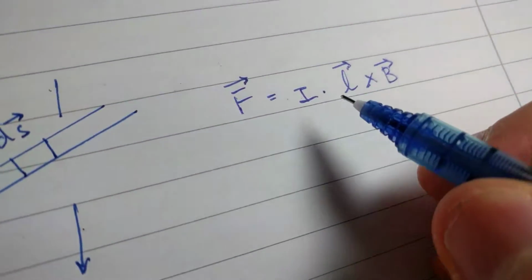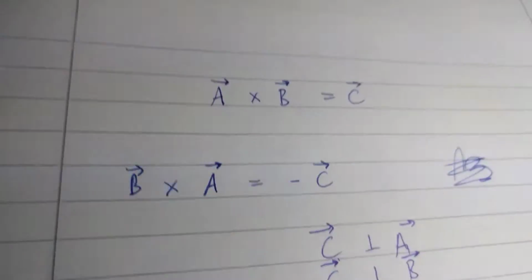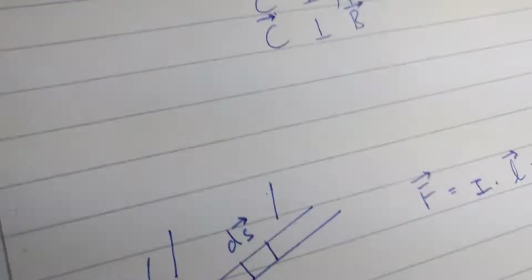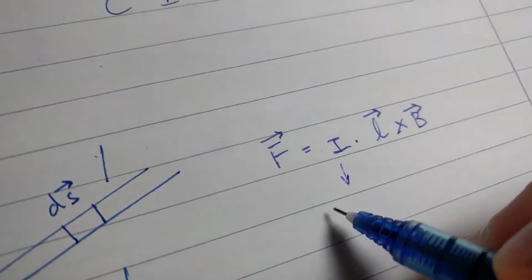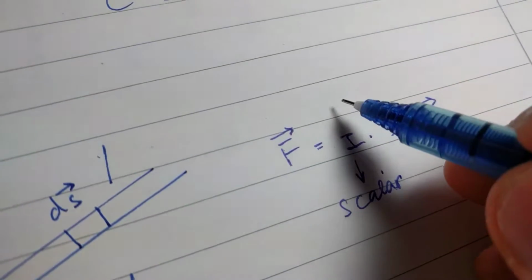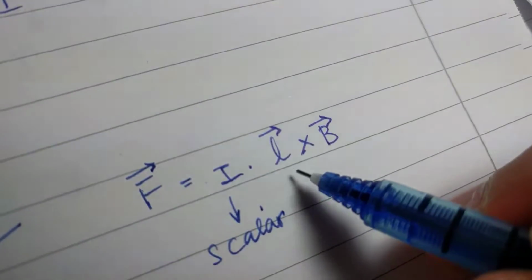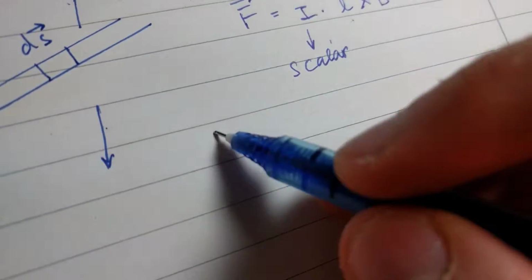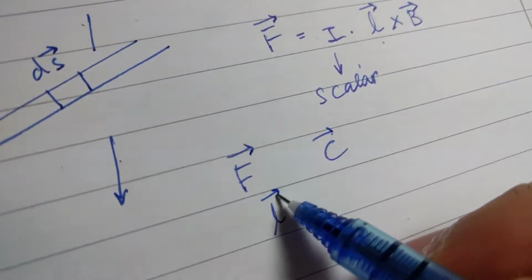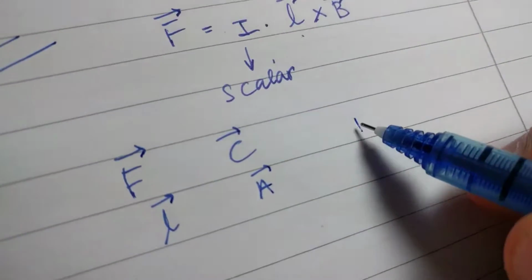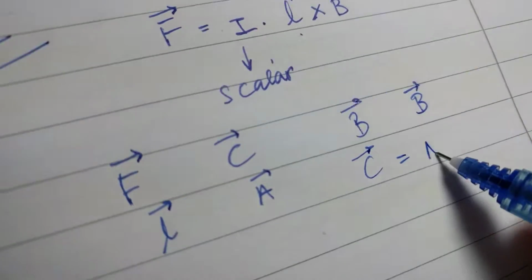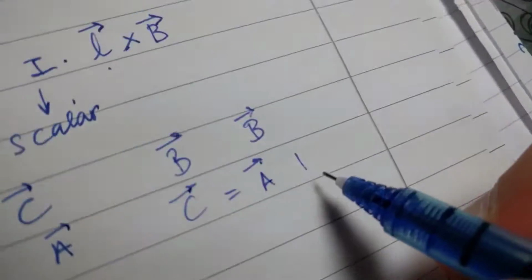So what we have here is a classic equation that is comparable to what we had before. The current is obviously a scalar that we don't have to take into account. It just comes in after we calculate this part. So F is our C, and L is our A, and B, of course, is our B in the equation C equals A cross B.